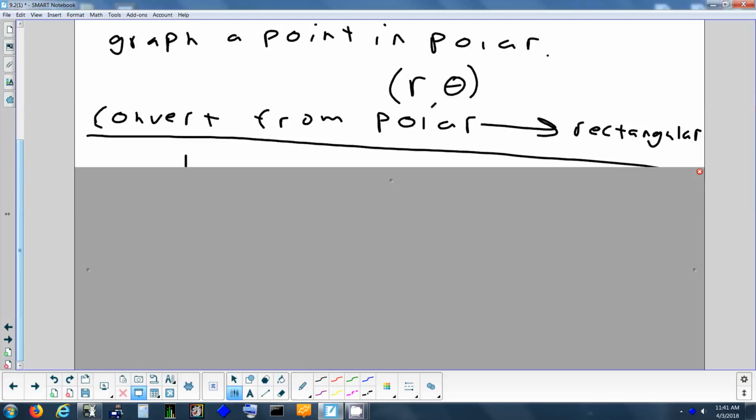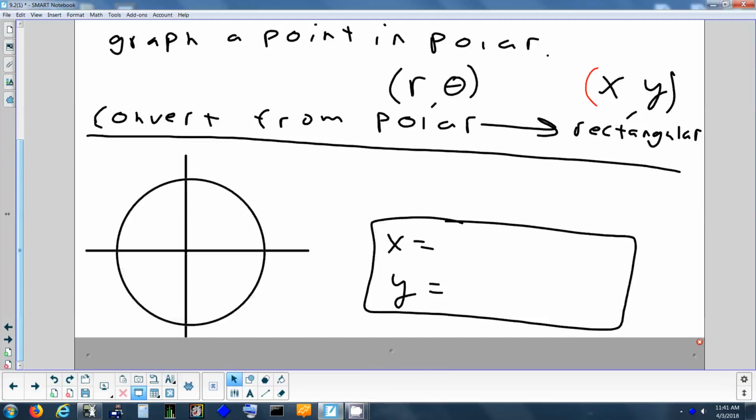So our goal is to turn it from polar to rectangular. What are the two letters in rectangular? X and Y. So you're going to start with an R and a theta, and when you're done, you're going to turn it into an X and a Y. Okay. Easiest way to figure out how to do this is make a picture. Let's pretend that they gave us a point in polar, right there. And the coordinates of it are R, theta.